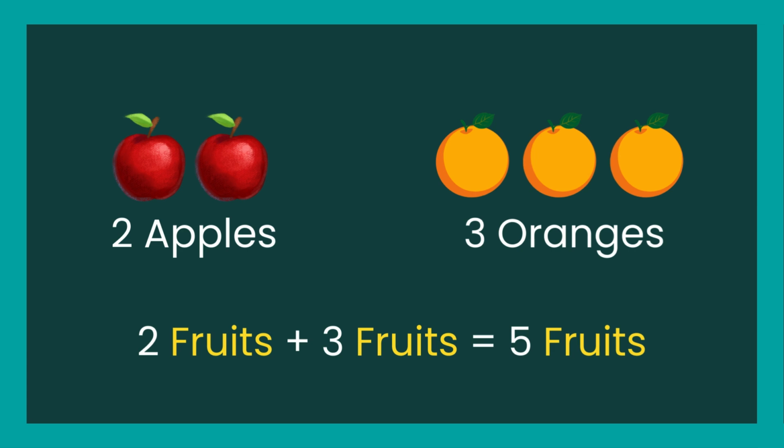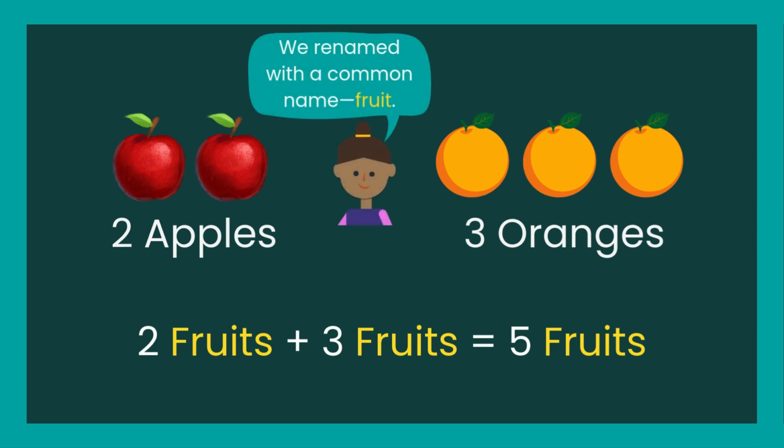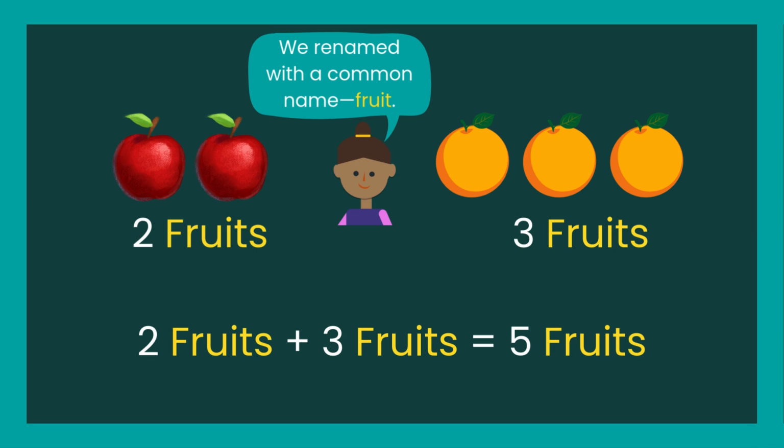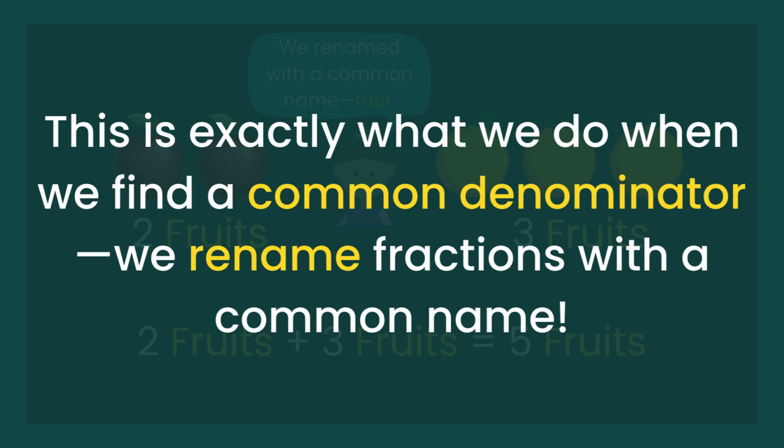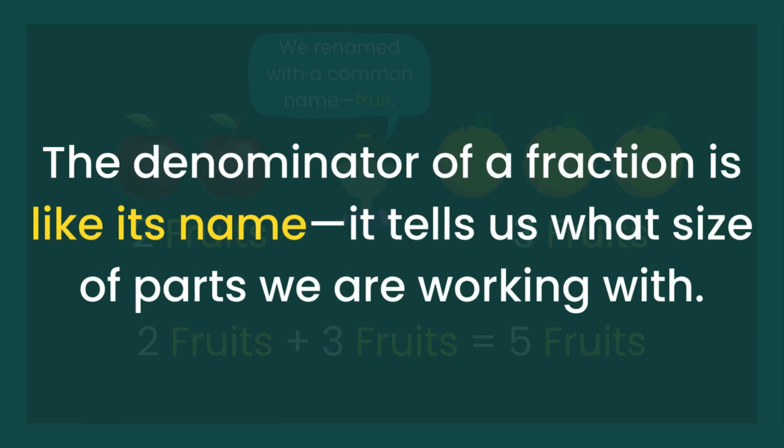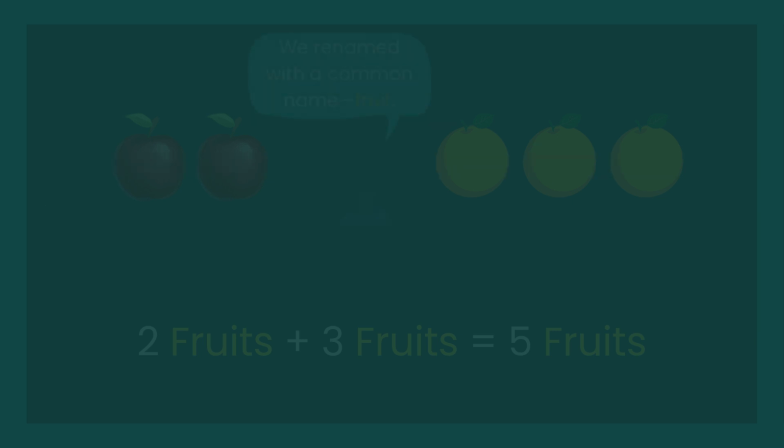What did we just do? Exactly. We renamed them with a common name, fruit. And guess what? This is exactly what we do when we find a common denominator. We rename fractions with a common name. The denominator of a fraction is like its name, it tells us what size of parts we are working with.